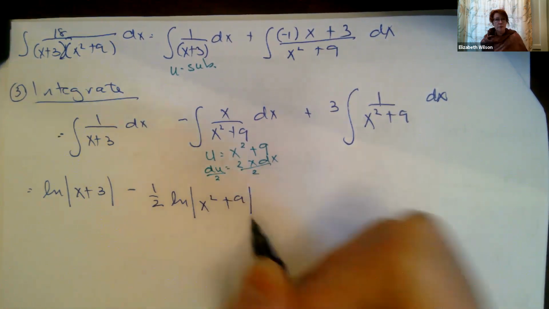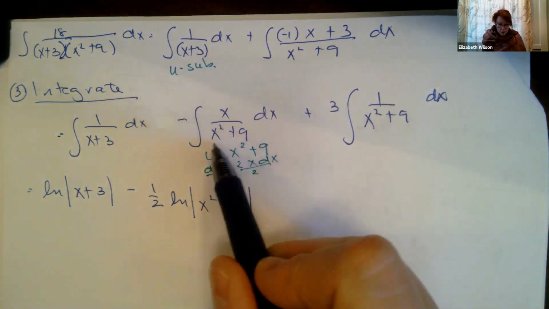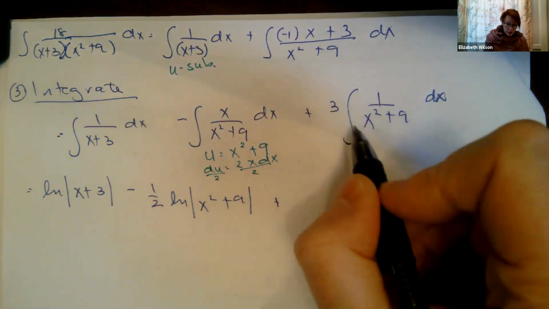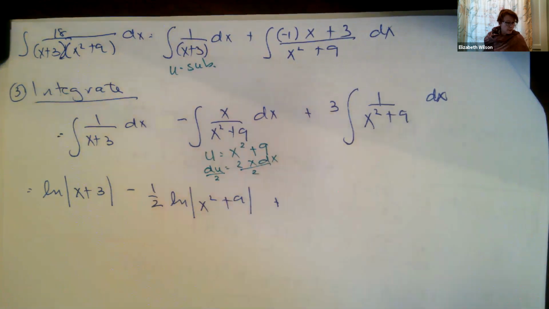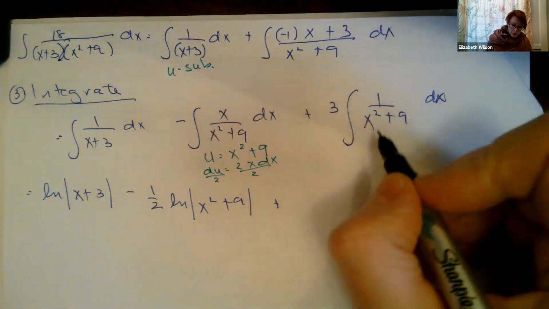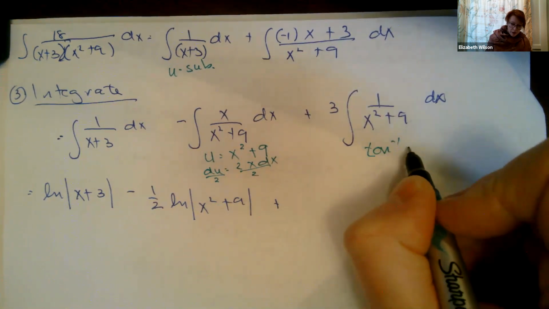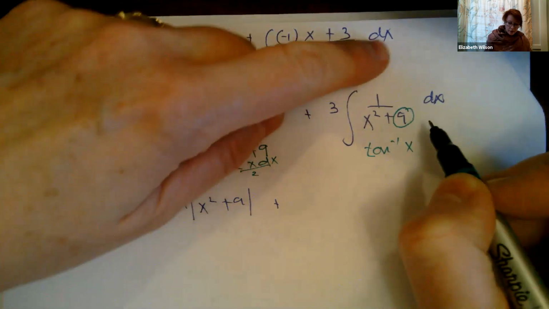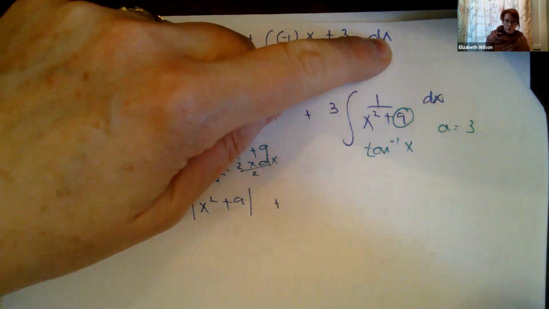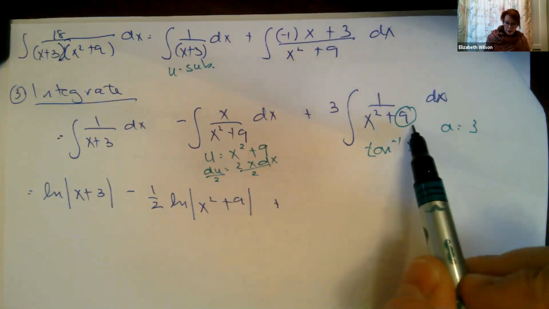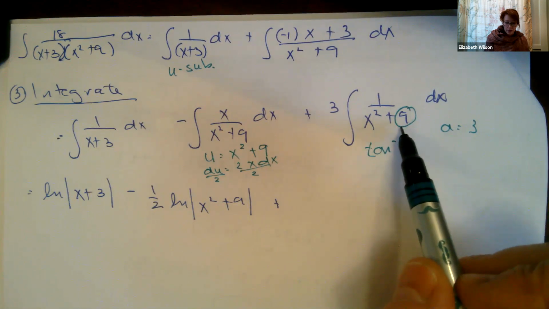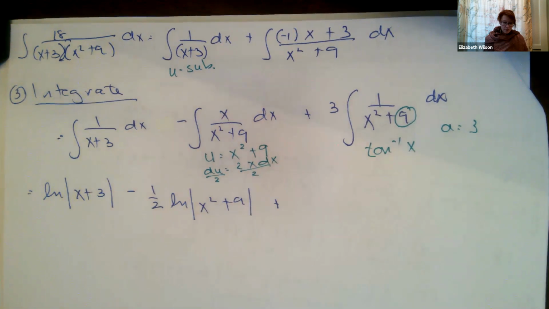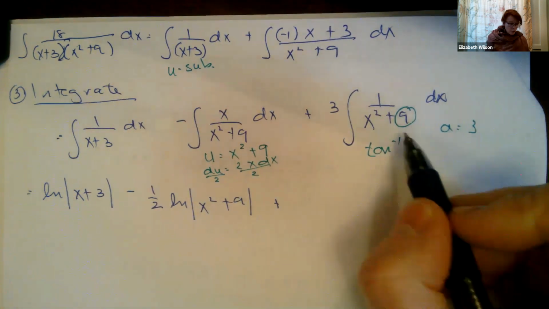I'm not showing all the steps for u substitution, just showing you the u and the du. Plus now watch this, right? I've got a 3 that I'm factoring out. This here is our inverse tangent form. The only difference is that our a value is equal to 3. Remember, we square: this is x squared plus a squared, and a equals 3, so it becomes 3 squared, which is 9. So this is the inverse tangent form that we're working with here.